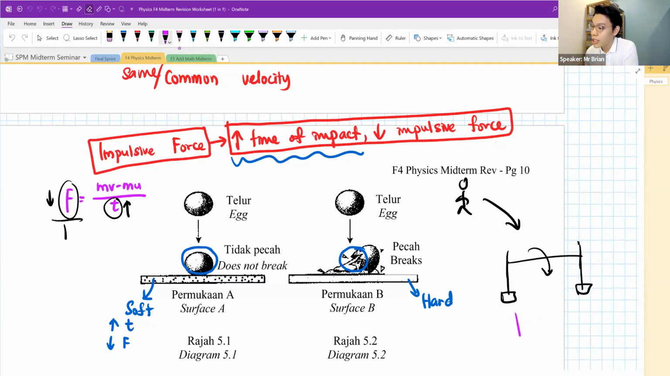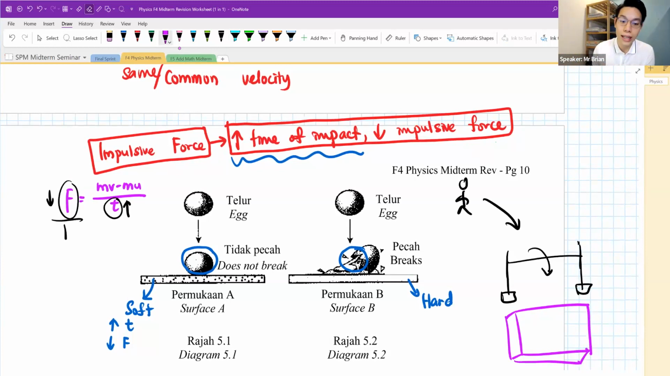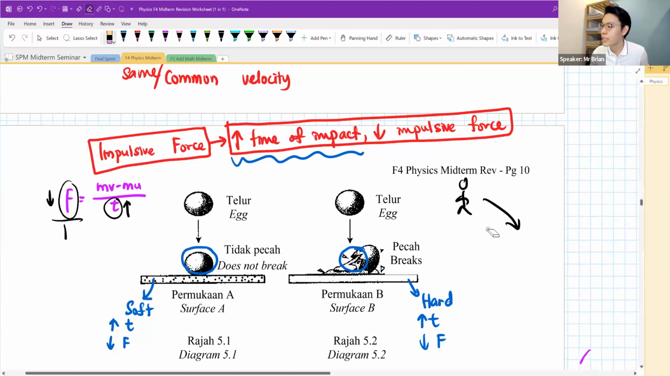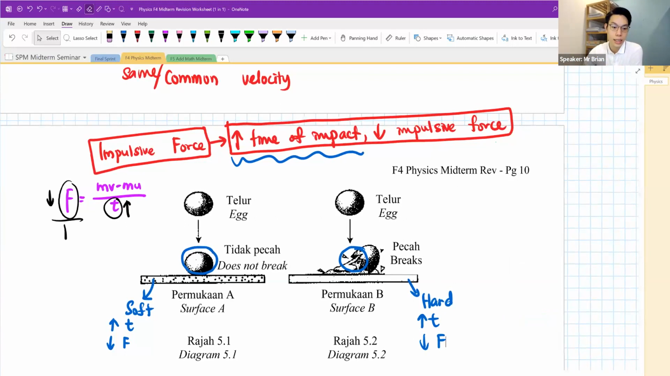But if I put a mattress there, this person runs, he will hit the mattress and he will sink into the mattress. You see, the time of impact is longer. More time of impact, smaller impulsive force. Okay, so the key here is talking about the time and less force. Okay, less force, longer time of impact. Okay, can understand?